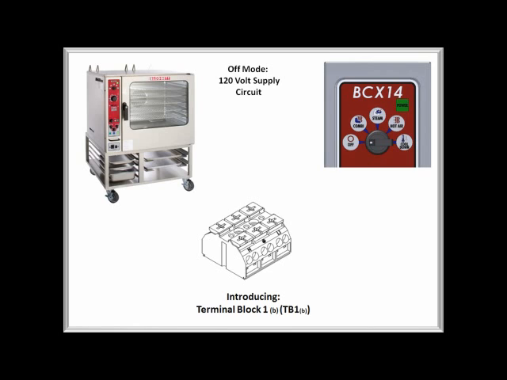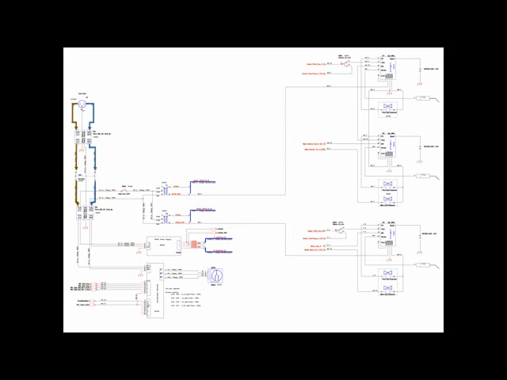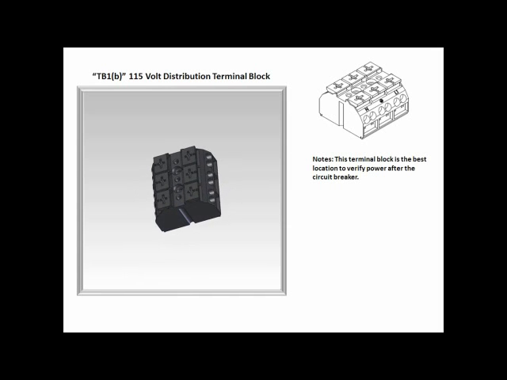The diagram also refers to a second terminal block as TB1, so we will refer to it as TB1B for clarity. Terminal block 1B distributes the power of the circuit breaker within the unit. It is the same part number as TB1. It is located on the back of the control panel above CB1.